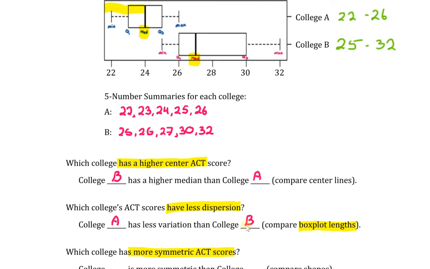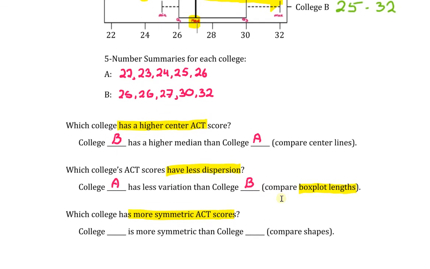When looking at the overall shape, we want to see that College A looks like it's pretty symmetric across the median, while College B looks like it's more skewed to the right, represented by that longer upper quartile and that higher median. So we can say that College A is more symmetric than College B.